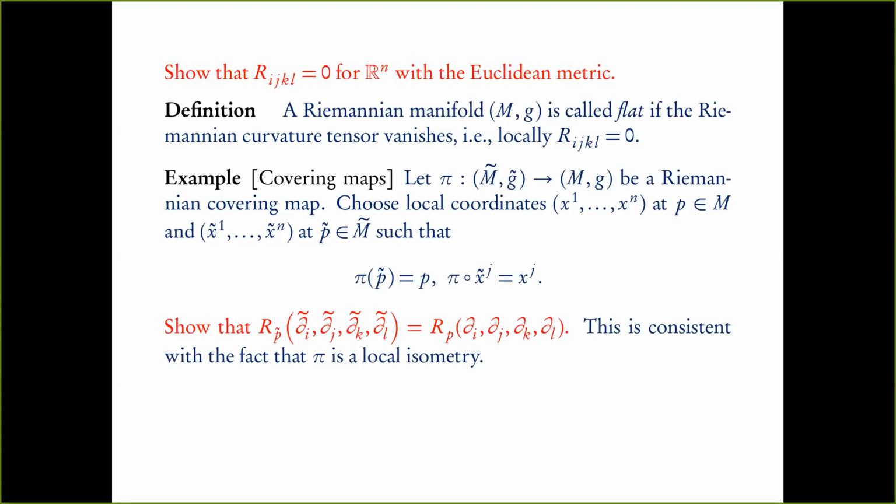There are other characterizations, and one aspect is that if a manifold is flat, then you can show that it's locally isometric to Rn, but you cannot claim that it's globally isometric to Rn, and we'll see examples of that. Locally isometric to Rn as a Riemannian manifold with the Euclidean metric, but not globally.